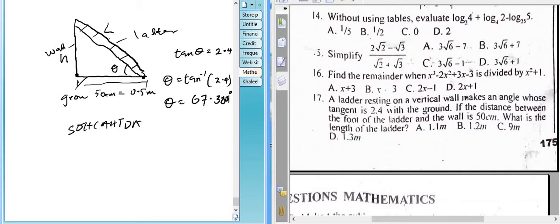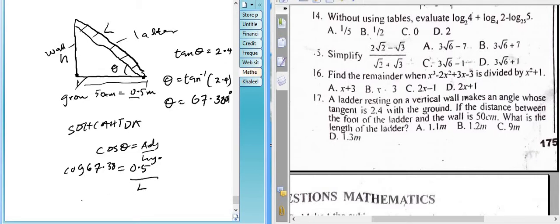Since we want to find this length and we have theta as 67.38 degrees, we can take cos. Cos theta is equal to adjacent over hypotenuse. So cos 67.38 is equal to the adjacent, which is 0.5 in meter. The reason why we convert it to meter is just because all the answers are in meter. The hypotenuse is the length of the ladder.